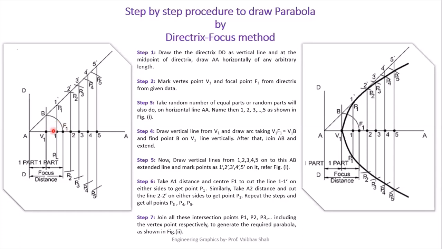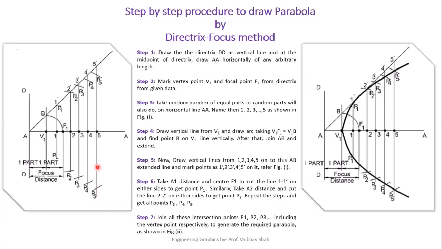Now, after that, take the dimension of 4, 4' on your rounder and put your rounder once again on your focal point and try to cut this line of 4, 4' somewhere here to have this point P4. And similarly, you can have this point P4 down there on the same line. Now, take the dimension of 5, 5' on your rounder. Put your rounder once again on your focal point F1 and try to cut this vertical line somewhere here to have this point P5. And similarly, cut this line down here to get this point P5.